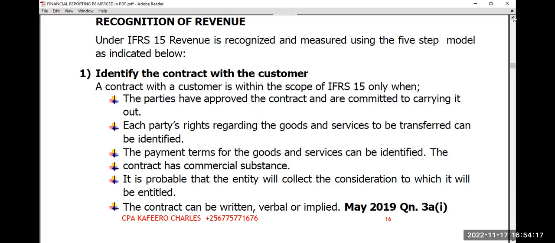It is a kind of one-sided agreement, where the company presents to you what they offer, and it is up to you to choose whether you are taking it or not. By default, when you sign, you have actually agreed to whatever information is embedded within the agreement. So that's the first step of the five-step model that we go through so that we can recognize revenue.